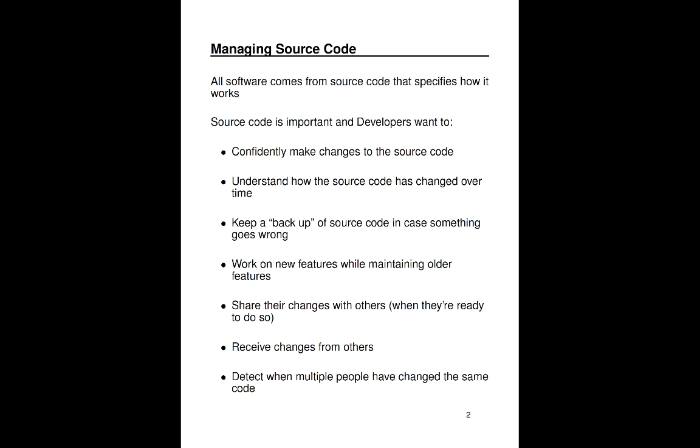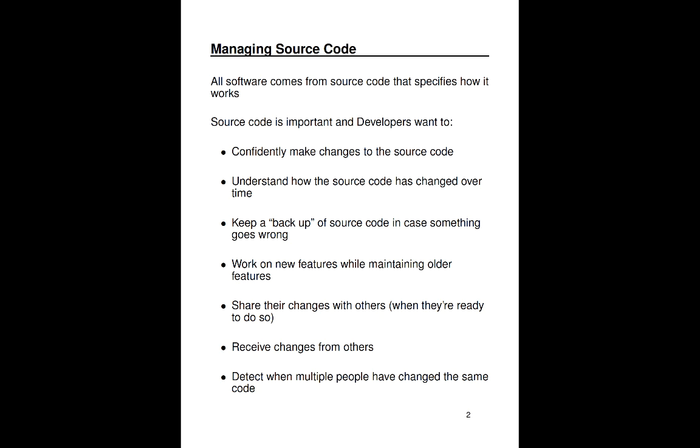We want to be able to make changes to it confidently. We want to understand how the source code has changed over time. We want to make sure we don't lose our changes, so we want to back up source code in case something goes wrong. And we want to be able to change our source code, for instance, working on new features while maintaining older features.